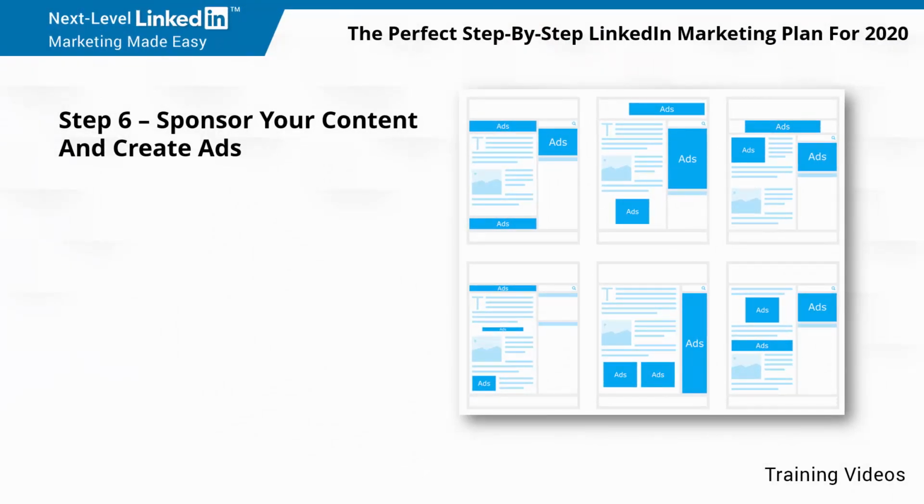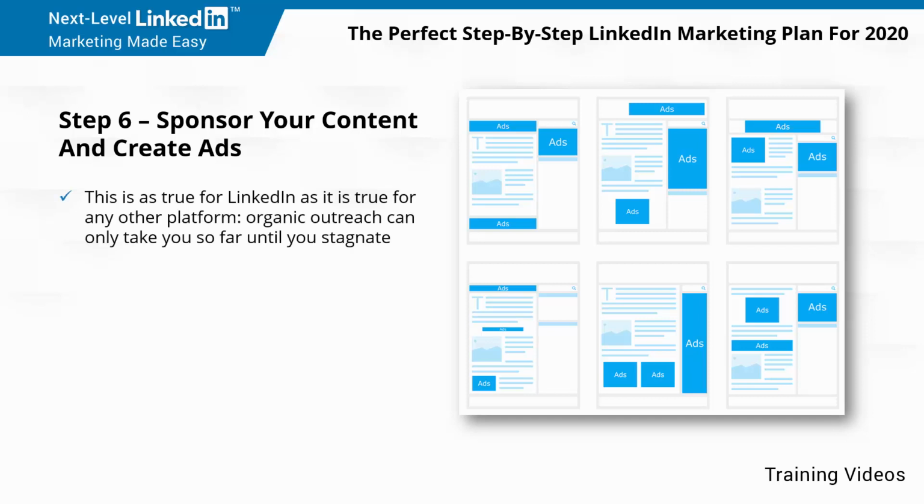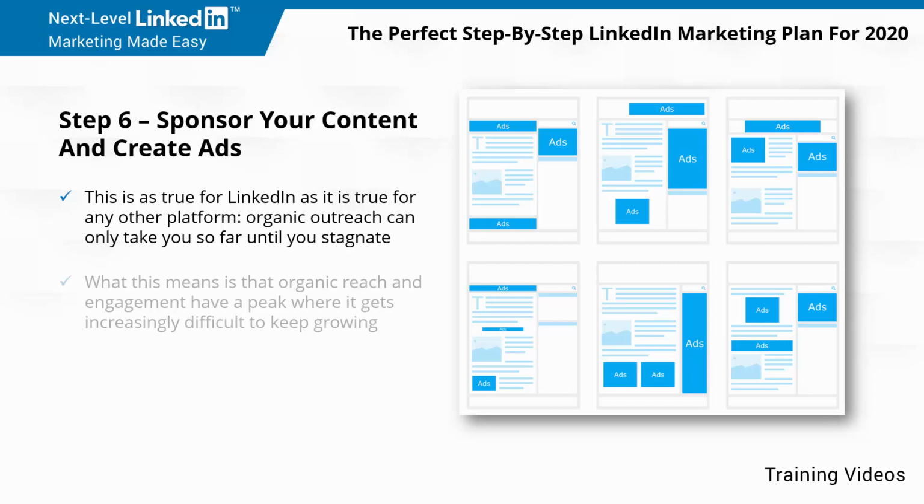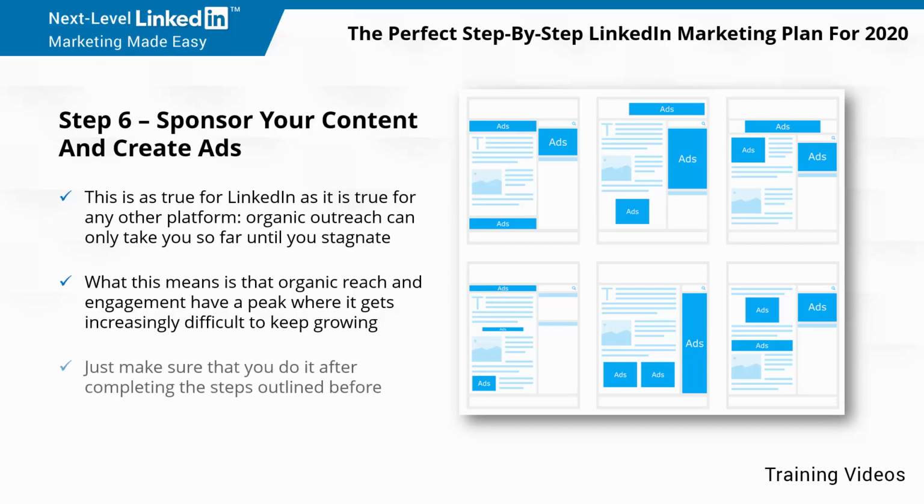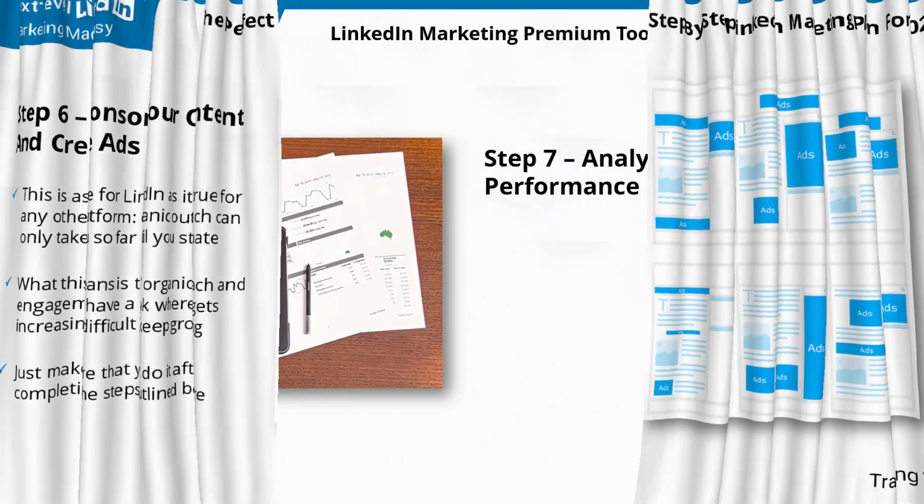Step number 6. Sponsor your content and create ads. This is as true for LinkedIn as it is true for any other platform. Organic outreach can only take you so far until you stagnate. What this means is that organic reach and engagement have a peak where it gets increasingly difficult to keep growing. If you want to keep growing and reaching a larger audience, you'll have to start sponsoring your posts and creating ads. Just make sure that you do it after completing the steps outlined before. The idea is that you have a strong presence, a significant collection of content pieces, and a large following before you reach more people with promoted posts and ads.